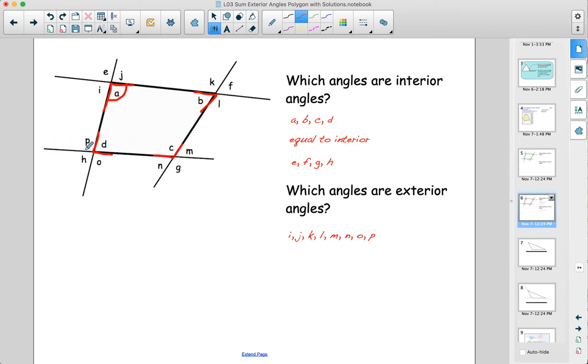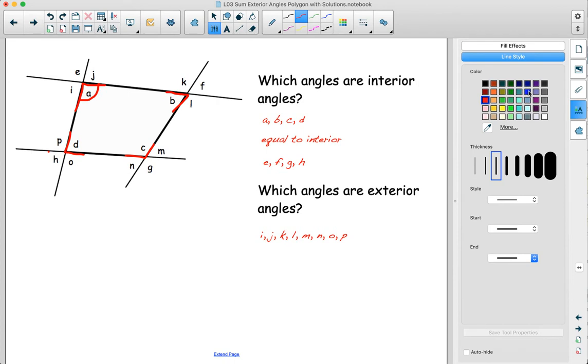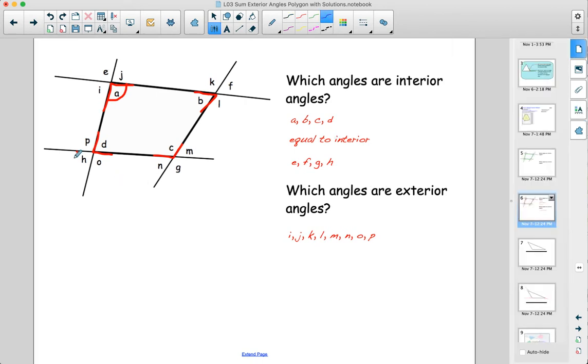Now let's take a look at H. Let me change the color to blue just so that we can see how H is formed. Those are 2 extensions. We extended this side and we extended that side. Same for E. E is created by extending this side and extending this side. F is created by extending both sides, as is G.